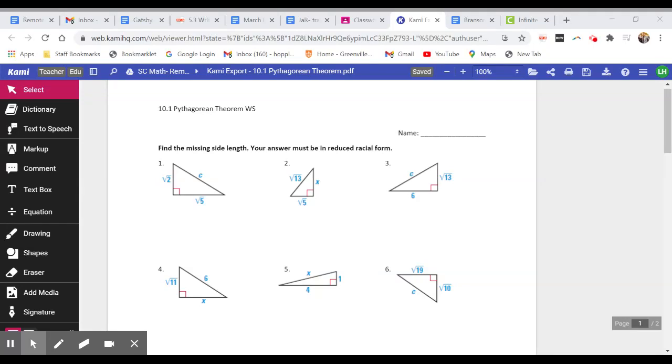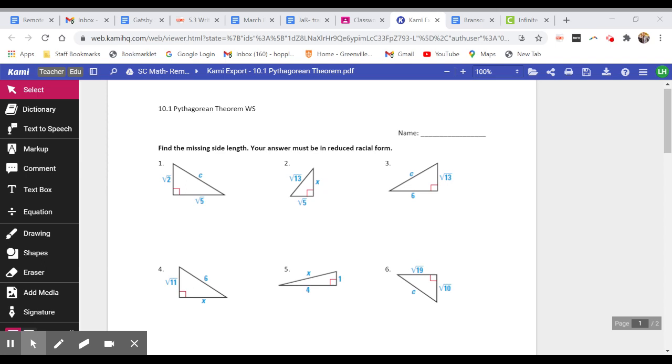Questions 1 through 6 are asking you to find the missing side length, and your answer must be in reduced radical form. So that means you first need to use the Pythagorean theorem to solve either for the hypotenuse or the leg, whichever it's asking for. And then when you get to that point, you need to make sure that your final answer is that radical is reduced as much as possible.